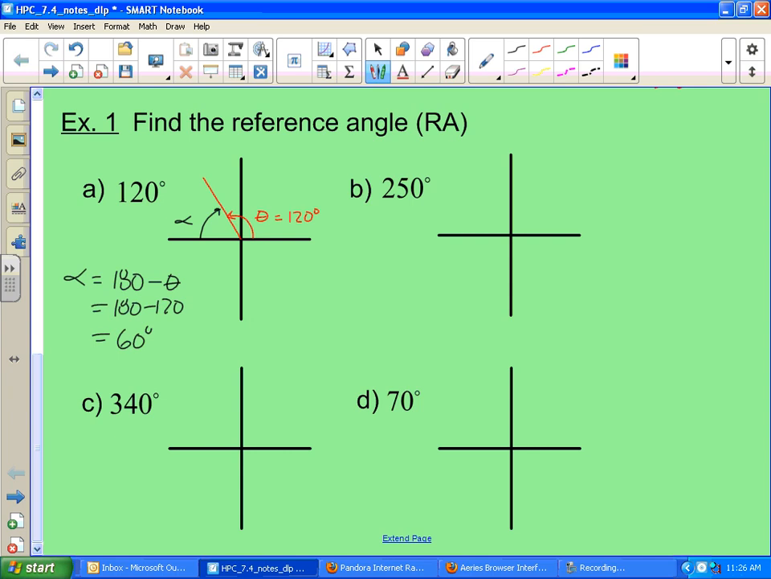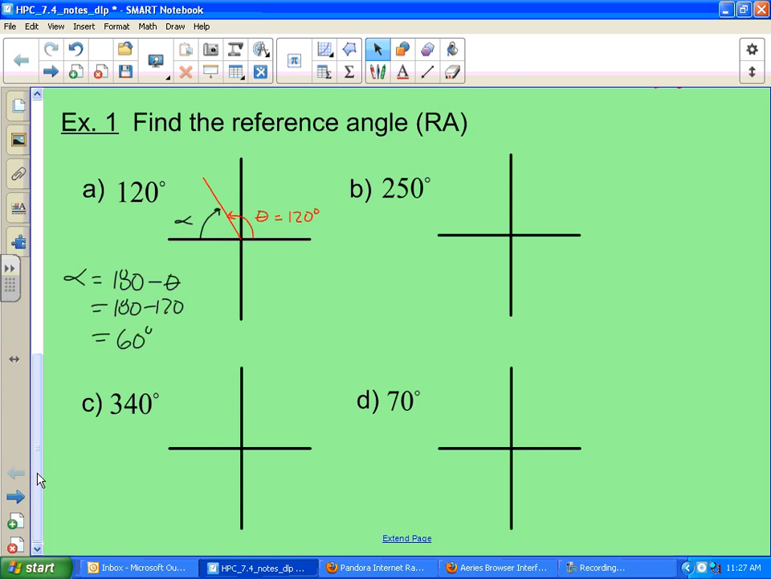Yes, probably handle the rest of it. 250. What's the reference? 70. Very good. 250, you're in quadrant 3. Quadrant 3 rule says that alpha is equal to theta minus 180. So 250 minus 180 takes me to a 70-degree reference angle.